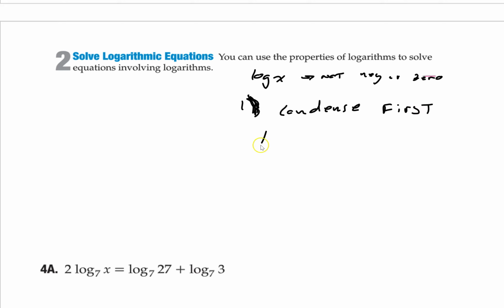So what do you mean by that? If you have something like this on one side, you've got to make it a single log. So condense means make it a single log. So you can't use this. You can't solve it this way. You've got to do this first.